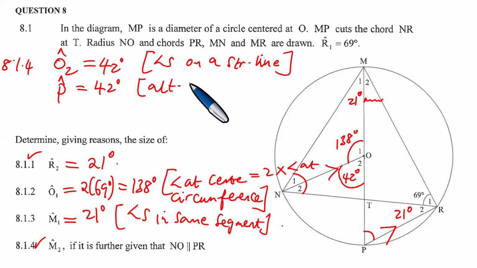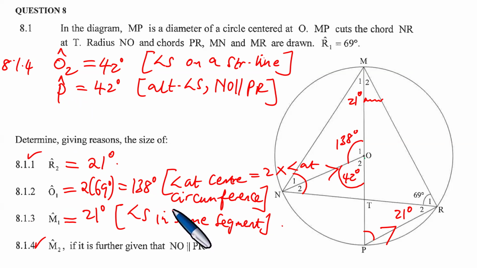And this means that you have alternate angles. Alternate angles, you have NO is parallel to PR. So angle P equals 42 degrees.